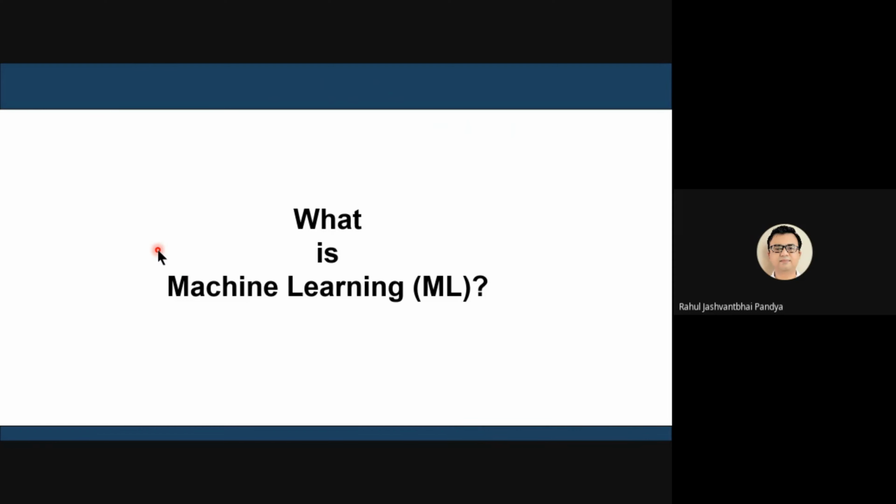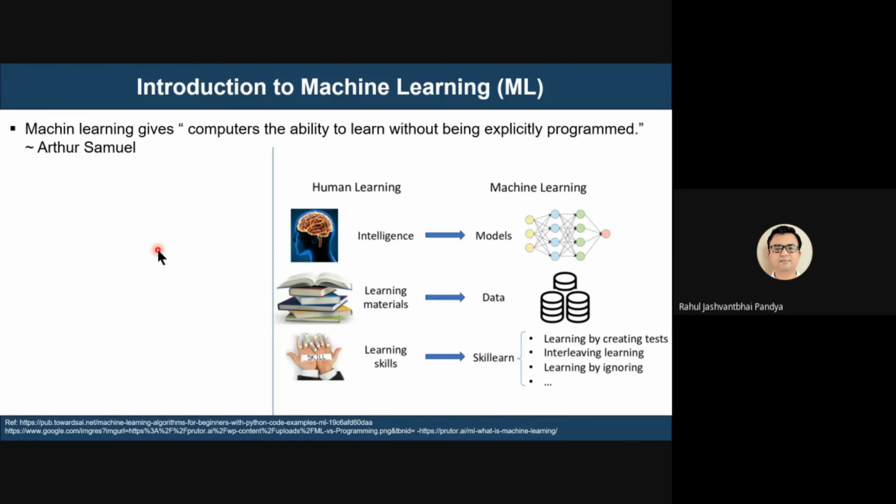What is machine learning? Machine learning says that it is an ability of computers to learn without being explicitly programmed. Explicitly programmed means we need not program our models, because it's the job of that model to generate the program, or through the algorithm it will apply it and try to understand it.